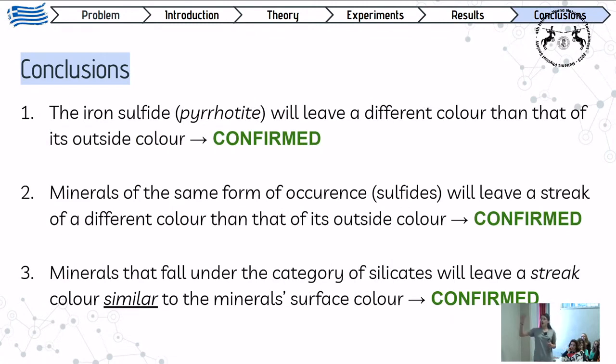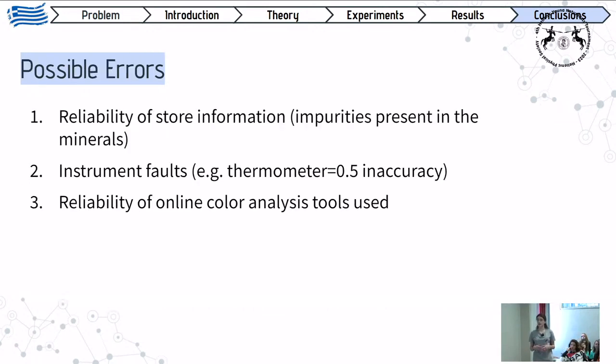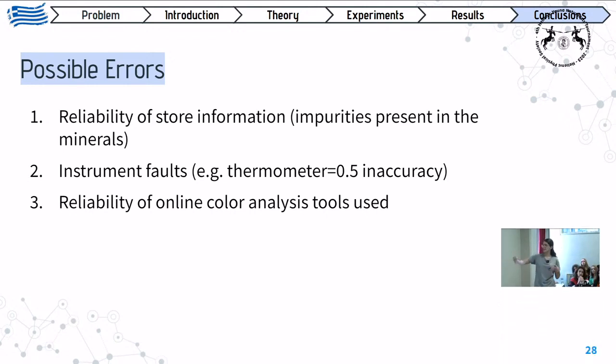Now, moving on, all of our three hypotheses were indeed confirmed, but at this point, it is important to mention some possible errors that may have been evident. First of all, the reliability of the stored information, even though we did inquire if it had undergone any purification methods. Some instruments failed. For example, our thermometer had a 0.5% inaccuracy, and the reliability of online current analysis tools, even though we did research to find the most reliable tools, there is always that possible error.